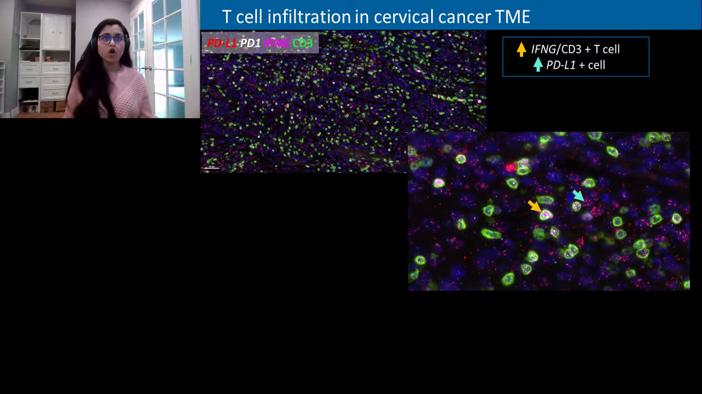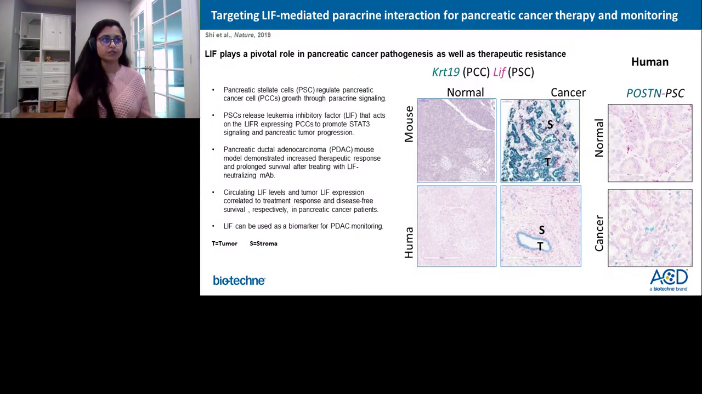Next is an example of how researchers have used this dual-ISH IHC workflow to advance their oncology research. In this paper published in Nature last year, this group of researchers wanted to study the soluble factor LIF and its effect on pancreatic cancer growth. As you can see, using the duplex assay, they were able to show that the LIF is expressed by the stellate cells in the stroma, and they exert their effect in a paracrine action on the tumor cells marked by keratin-19. They show this again by using our multiplex assay and visualize multiple markers simultaneously.